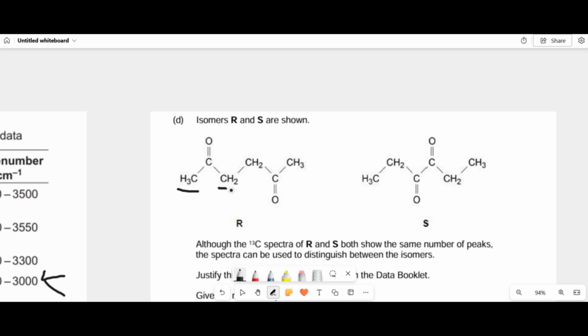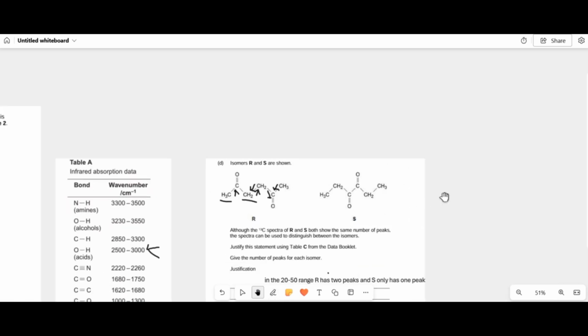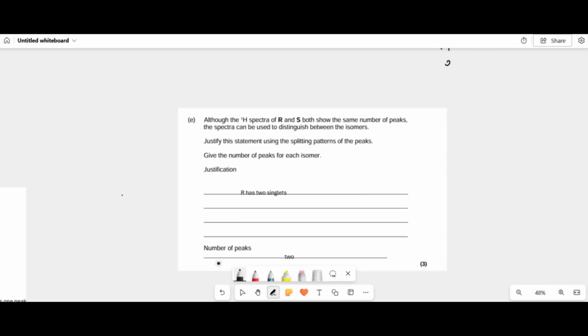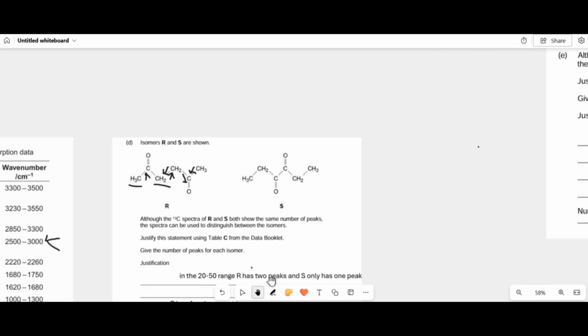Now let's look at the CH2. The hydrogens are attached to a carbon with nothing, and the neighbouring hydrogens are in the same environment. If it's the same environment, it counts as nothing. So that's also nothing. This one also has nothing, and the other has the same environment, so it's also nothing. It is attached to a carbon with nothing, so we just get singlets there. So R has two singlets, one there and one there, because it's literally a mirror.